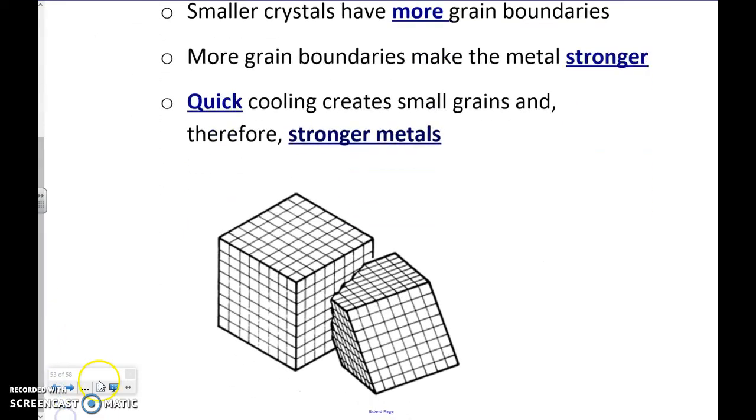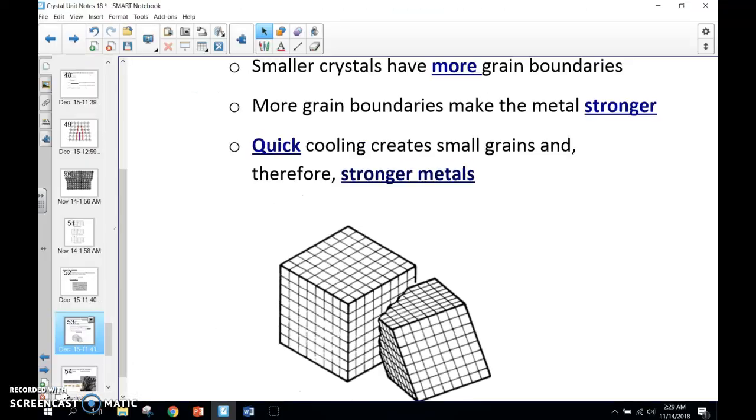This is a 3D display of grain boundaries. And this line right here where those two grains meet, this is your interfacial defect. Any movement that happens on this side is going to be stopped at that grain boundary and not be able to move on to that side. So we have a stronger metal.